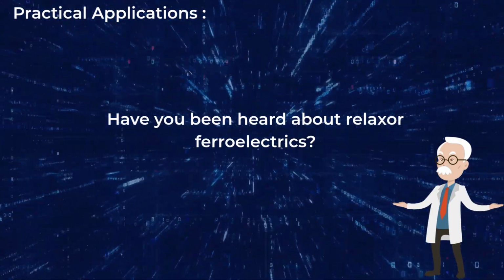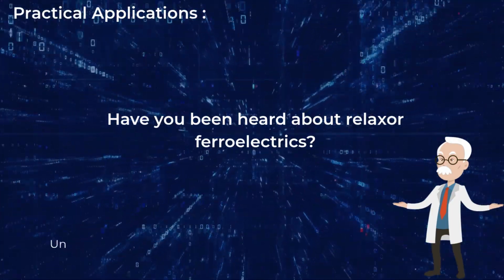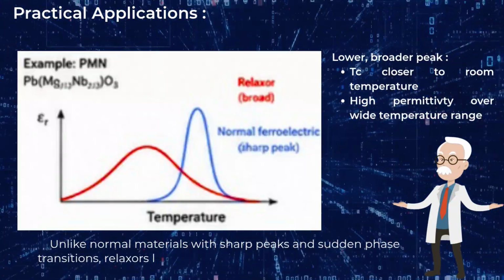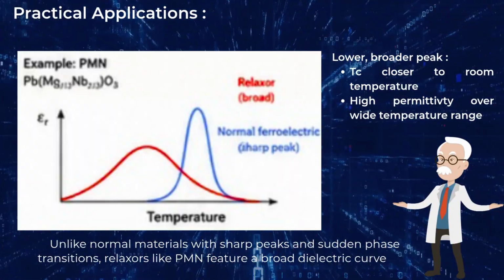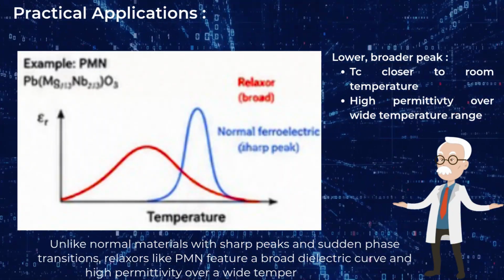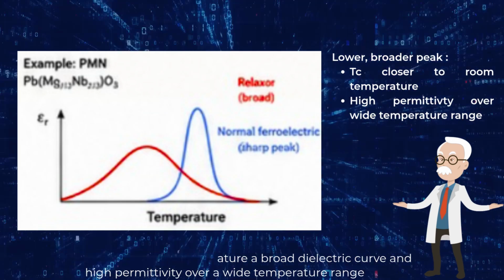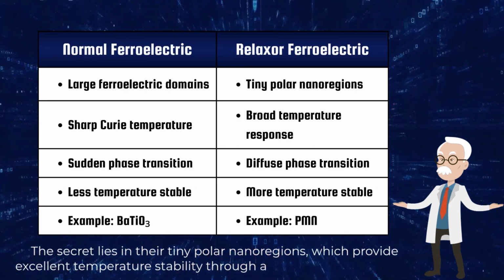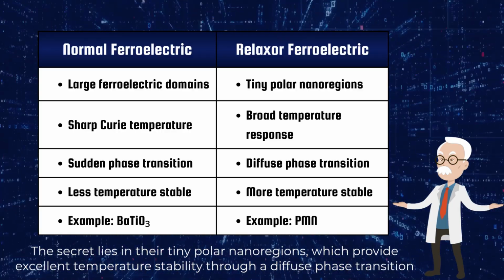Have you ever heard of relaxer ferroelectrics? Unlike normal materials with sharp peaks and sudden phase transitions, relaxers like PMN feature a broad dielectric curve and high permittivity over a wide temperature range. The secret lies in their tiny polar nanoregions, which provide excellent temperature stability through a diffuse phase transition.